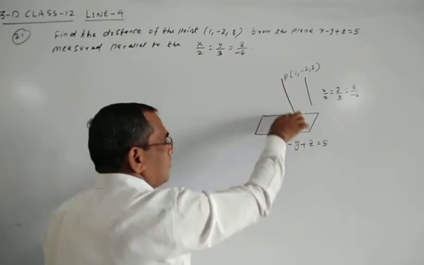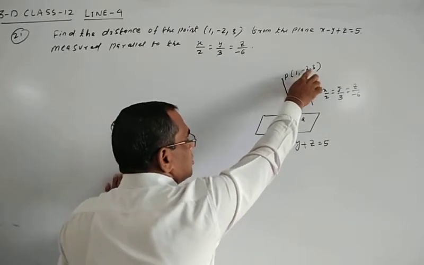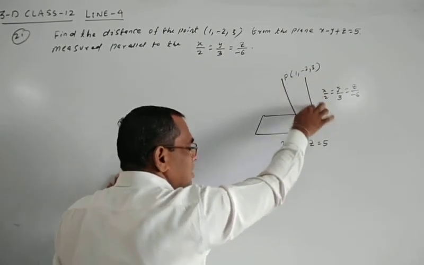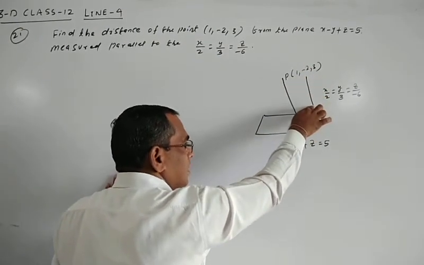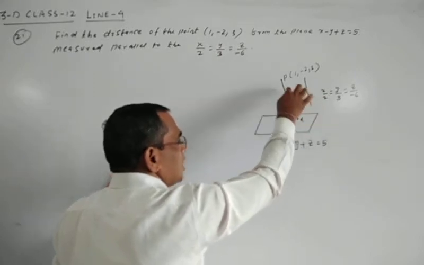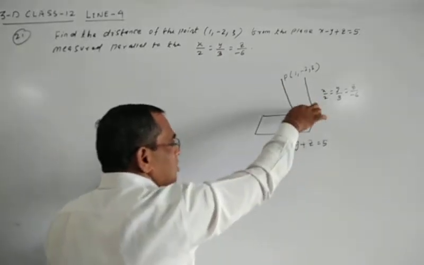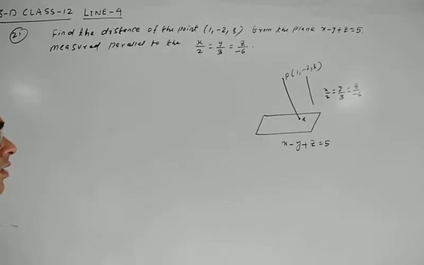Clearly this line passes through the point 1 minus 2 3 and is parallel to this line, so the direction ratio of PQ is the direction ratio of the given line.